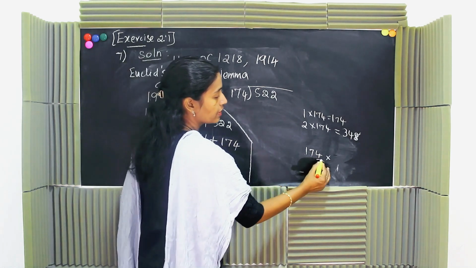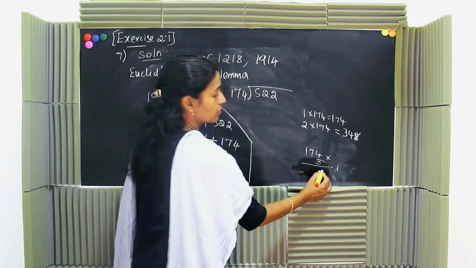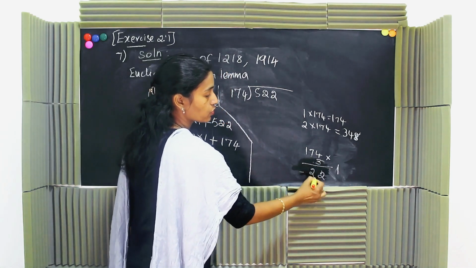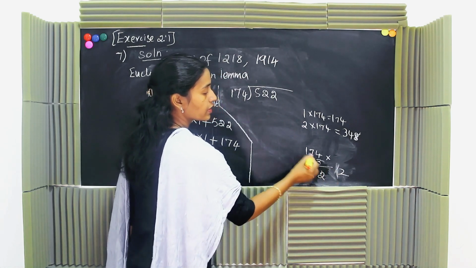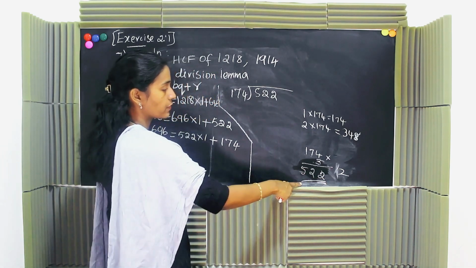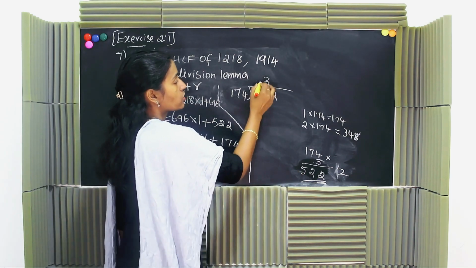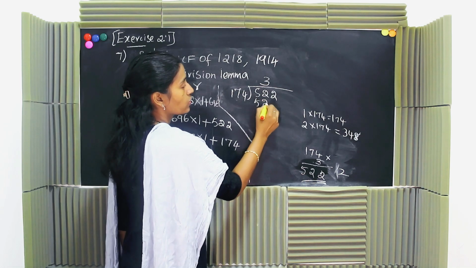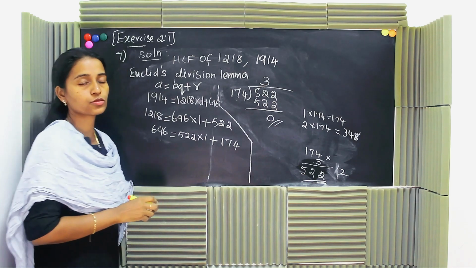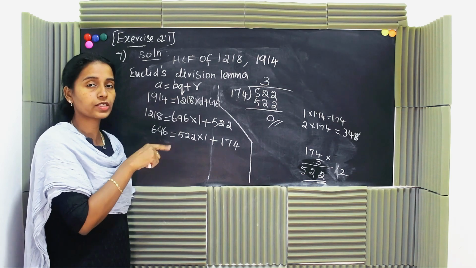If I multiply by 3, I'll get 4 into 3, 12. Here 1. 7 into 3, 21. 21 plus 1, 22. Here 2. 3 into 1, 3. 3 plus 2, 5. So I have gotten 522 for 3, right? So I can take this 3. So 3 into 174 becomes 522. 522 minus 522, 0. So I reached the remainder 0. So this is the HCF. At this stage, I can stop the division process.